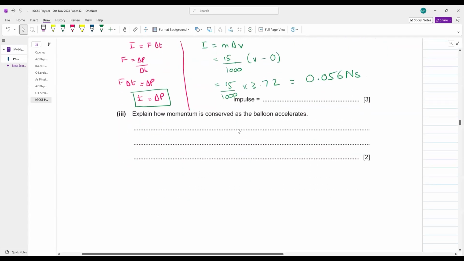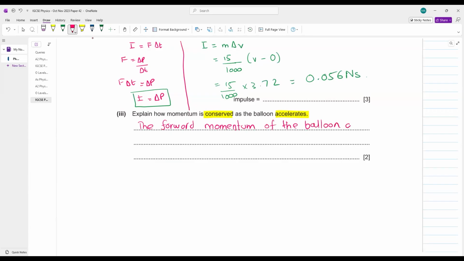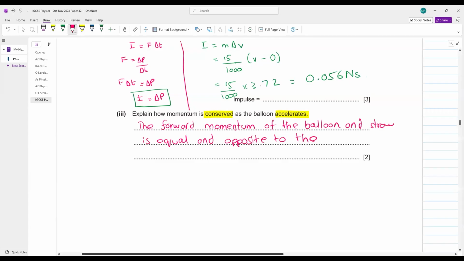Okay. Explain how momentum is conserved as the balloon accelerates. We have to explain how momentum is conserved as the balloon accelerates. So you will say the forward momentum of the balloon and straw is equal and opposite to the backward momentum of air.